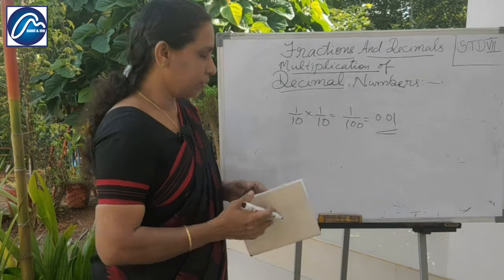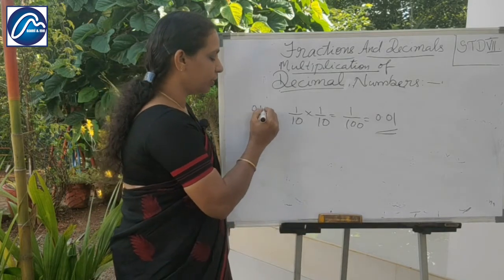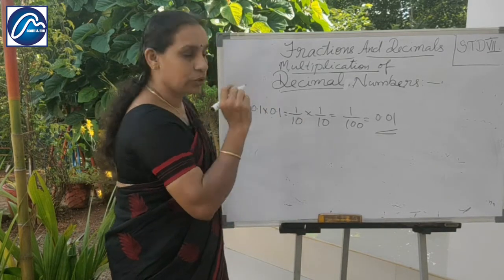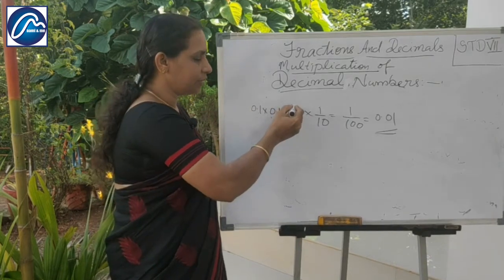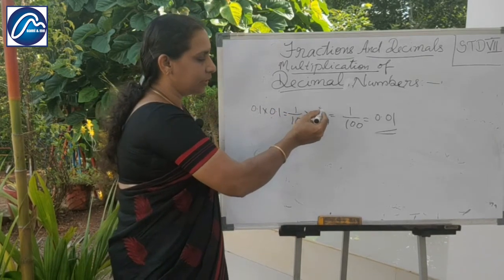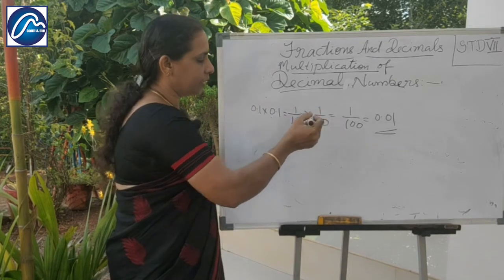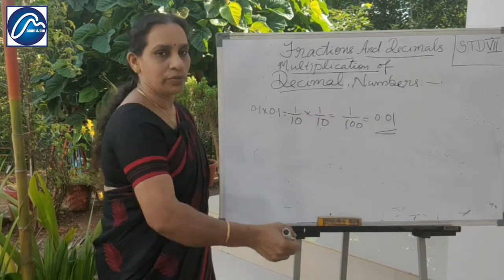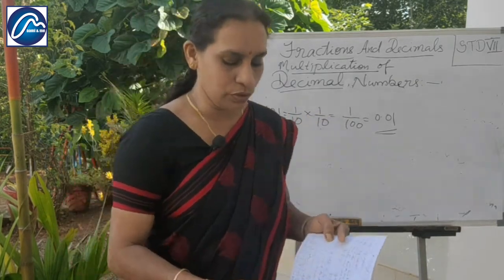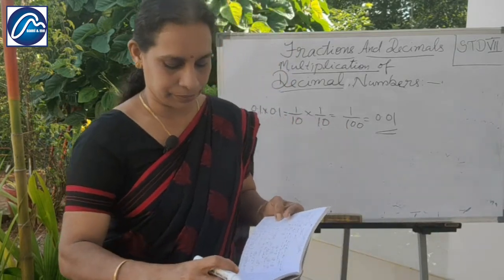Like that, this is 0.1 into 0.1. So we can say 0.1 is 1 by 10 and 0.1 is again 1 by 10. So we get the answer 0.01. 0.1 into 0.1 is equal to 0.01.